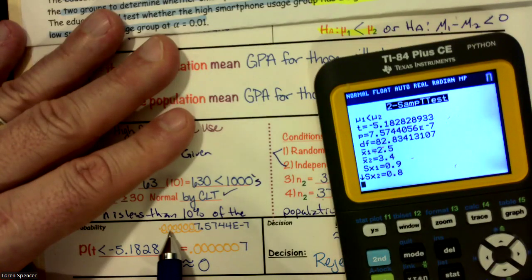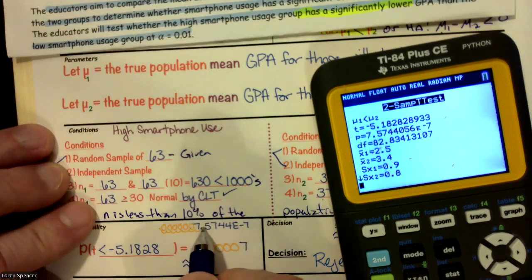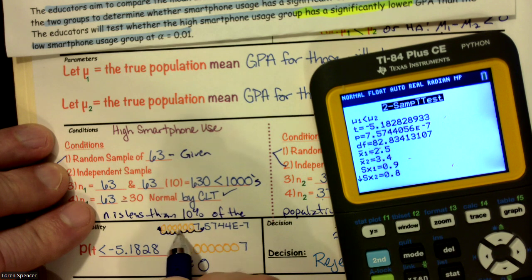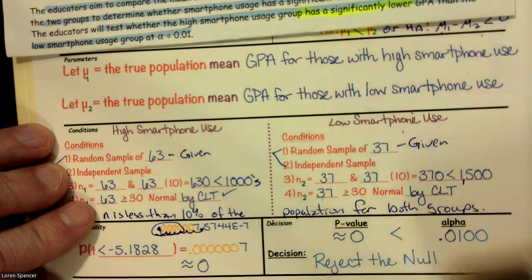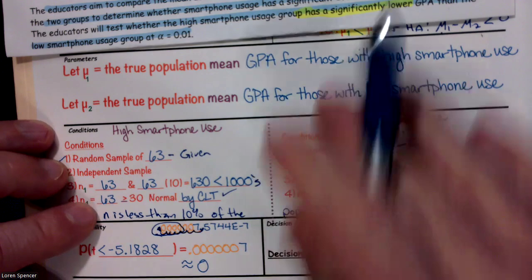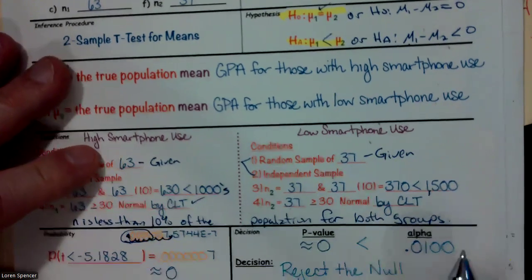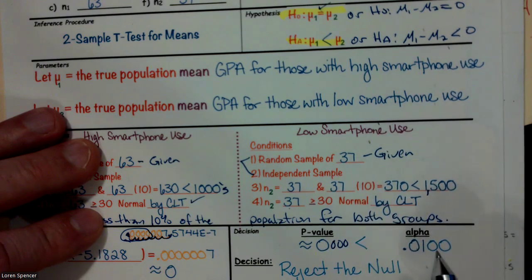7. So 1, 2, 3, 4, 5, 6, 7, because this is where it says, I'm going to have to move this decimal 7 places. As soon as I have 4 zeros in front, I can say it's approximately 0. All right. Well, our alpha level is 0.01, and that was given to us way up here. And 0 is definitely less than 0.01 when we make them the same length.